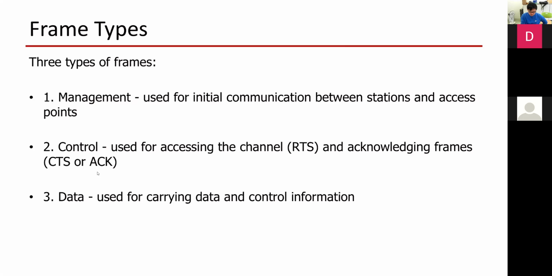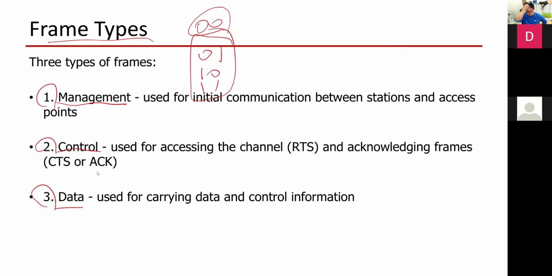Then the frame type is 1, management, 2, control, 3 is data, okay? Meaning 0, 1, 1, 0, 1, 1. So three different types of it. Then we don't usually use 0 and 0 for the reservation purpose. 1 is management, used for initial communication between the station and access point. Control is used for RTS, CTS and ACK. And data is used for carrying data and control information.